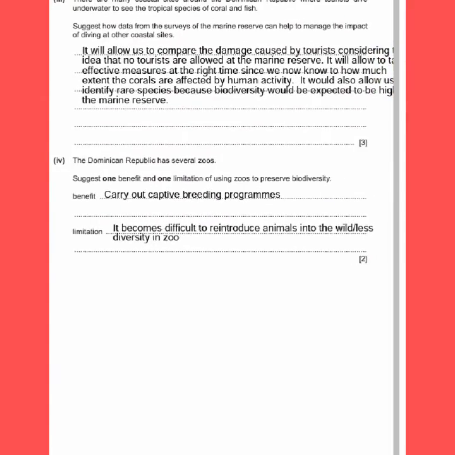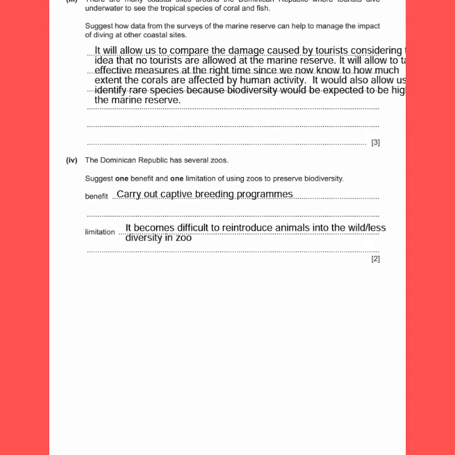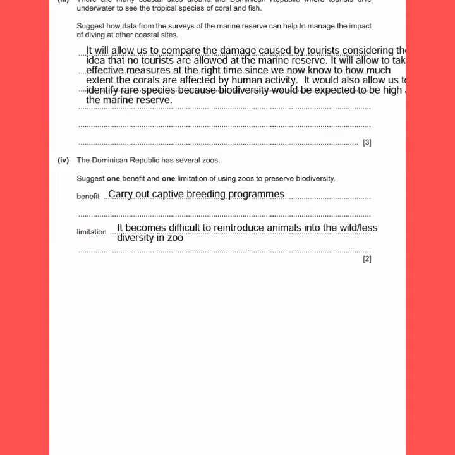Then they're asking you, the Dominican Republic has several zoos. Suggest one benefit and one limitation of using zoos to preserve biodiversity. So if we talk about zoos, we need to know that zoos are responsible for creating awareness of the endangered species. They carry out captive breeding programs so they can maintain the populations of certain species and then reintroduce them into the wild. Okay. However, the problem is that it sometimes becomes difficult to reintroduce animals into the wild, or there is less diversity in zoos, right? So this is the idea when we're talking about zoos, right?